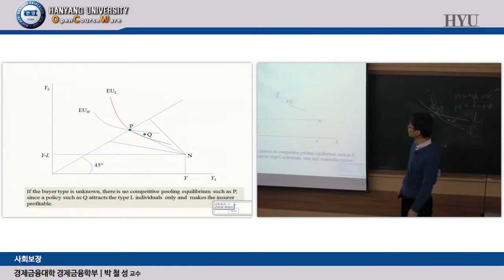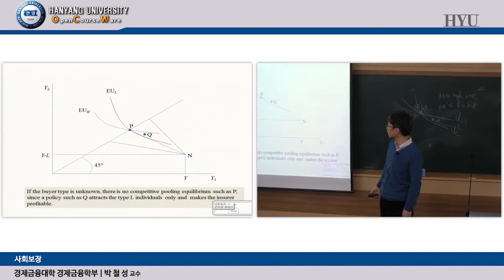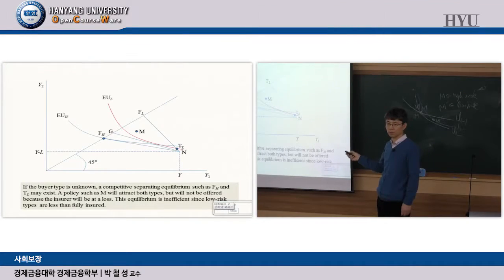Okay, but in this case it's different because they know exactly who's high risk and who's low risk. So if the high risk type tries to buy the low risk insurance, they will say, no, you cannot buy this. You have to buy that. Okay. But in this case, it's not possible. So they should be worried about the high risk type buying the low risk insurance.